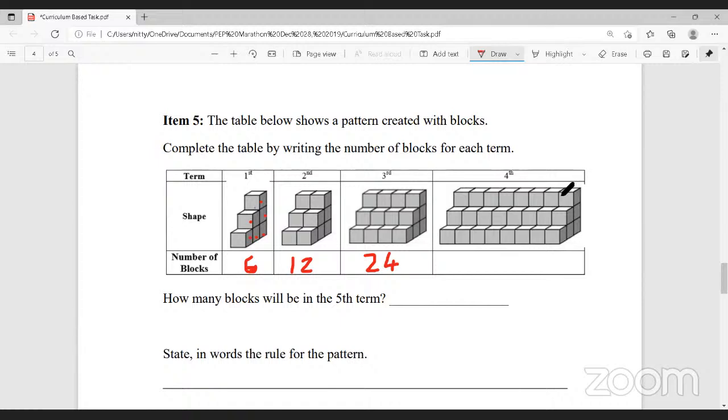So if we have 8 here, how many blocks do we have in the fourth term? All right. I see some person saying fourth term as 48 blocks. And you're so right. Because each time we're doubling what is in the previous term. Just like we doubled 6 to get 12, we doubled 12 to get 24. We're doubling 24 now and we got 48. Very good. But the question is asking, how many blocks will be there in the fifth term?